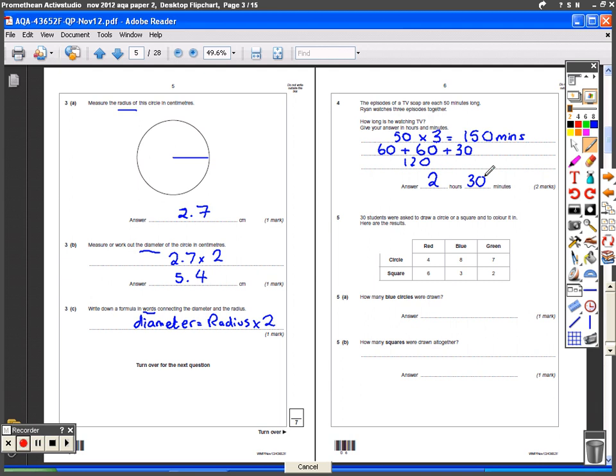So 2 hours and 30 minutes. Okay, question 5. 30 students were asked to draw a circle or a square and colour it in, and here are their results. How many blue circles were drawn? So look along, there's the colour blue, and here's the colour circle. So this is the number that applies for a blue circle. So that would be an answer of 5. Part B: How many squares were drawn all together? So we had 6 red squares, 3 blue squares and 2 green squares. So if we add together 6, 3 and 2, we get an answer of 11.